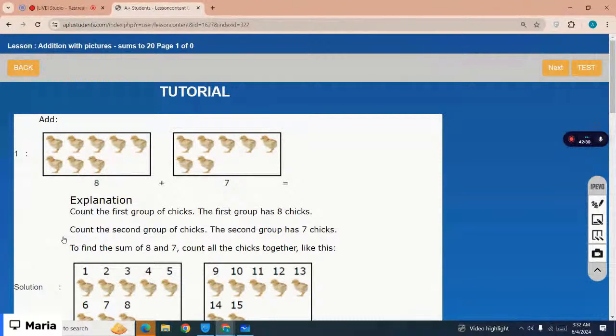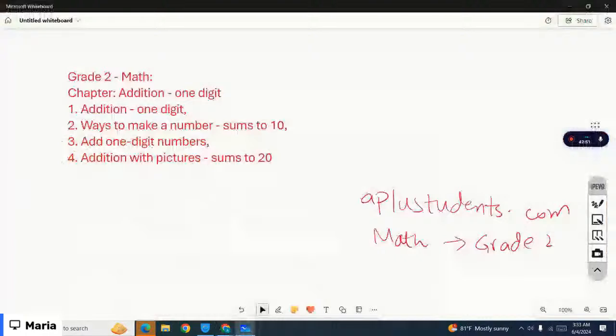You need to count them together, right? So you have to start with 8 and count up 7. So 8, here you have 9, 10, 11, 12, 13, 14, 15. So the correct option is 15. Together they are 15, right?